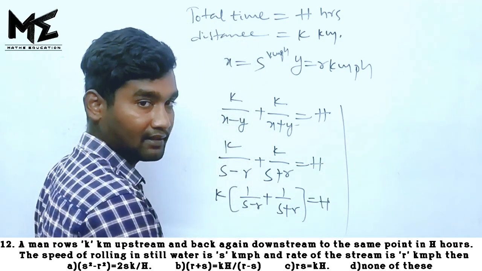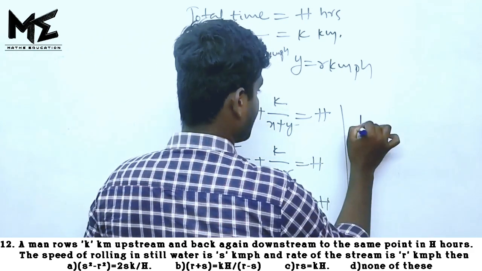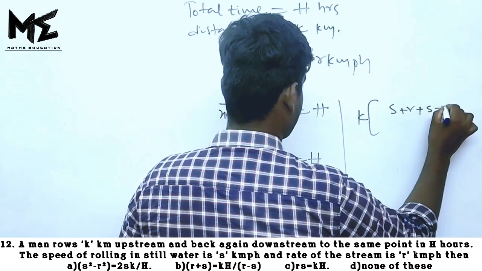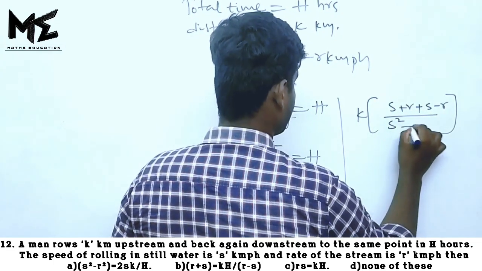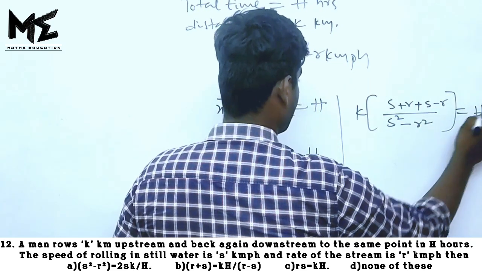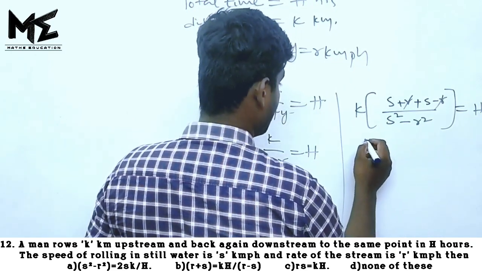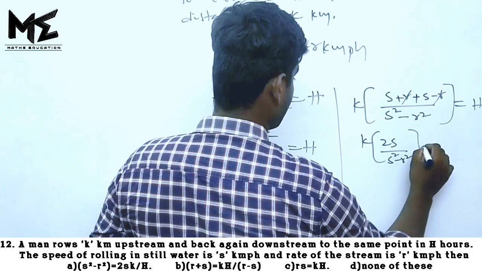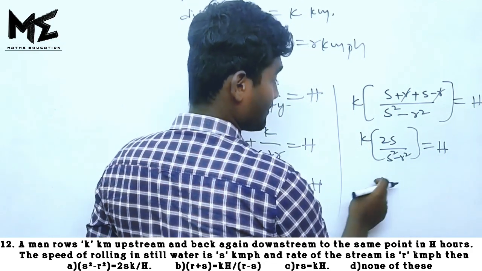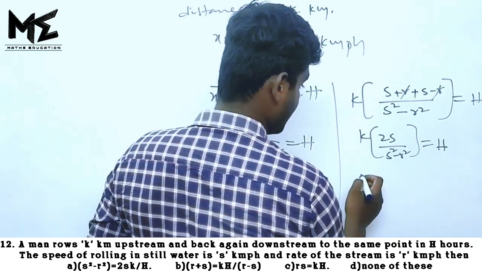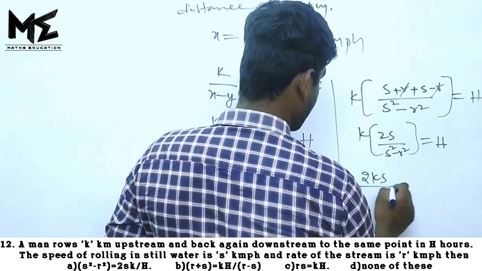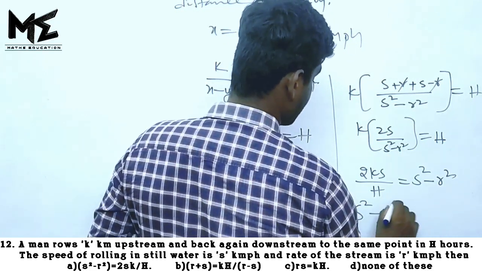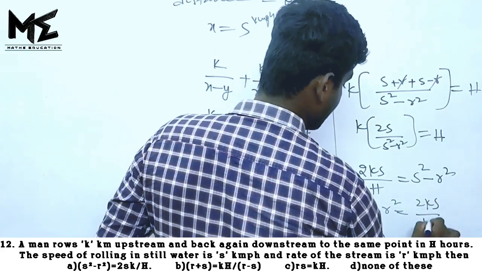So here the LCM is s minus r into s plus r. K into s plus r plus s minus r, total divided by s square minus r square, equals h. Plus r and minus r get cancelled. K into 2s divided by s square minus r square equals h. Take h to the left hand side, s square minus r square to the right hand side, we get 2ks divided by h, which equals s square minus r square. S square minus r square equals 2ks divided by h.